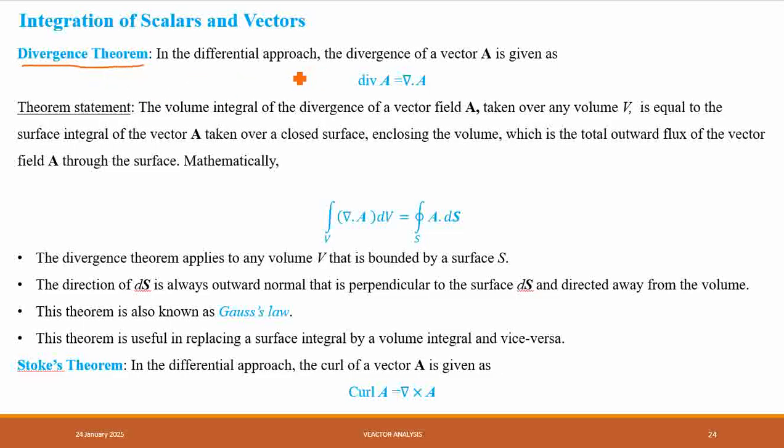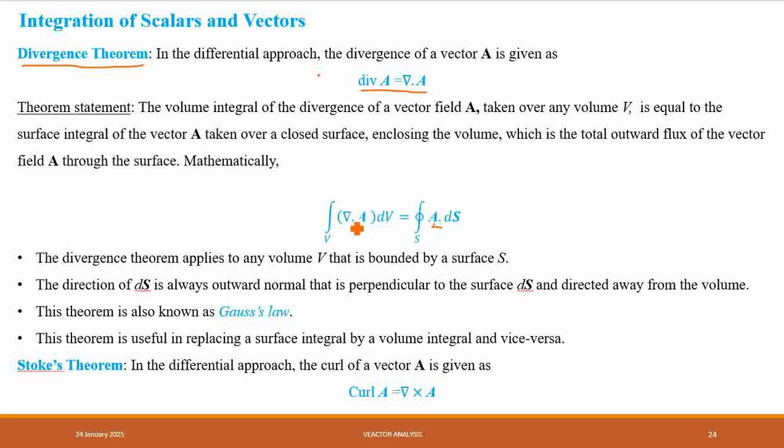Okay. So in the differential approach, what we have seen is that the divergence of a vector can be represented as del dot A. The divergence theorem says that the volume integral of the divergence of a vector field A taken over any volume V is equal to the surface integral of vector A taken over the closed surface enclosing the volume, which is the total outward flux of the vector field A through the surface.